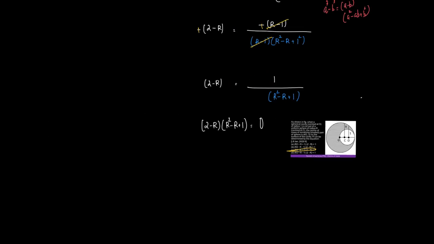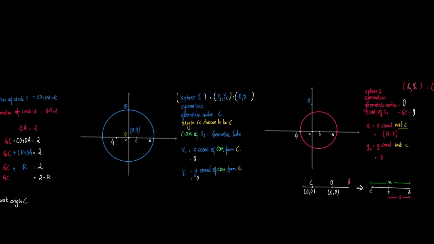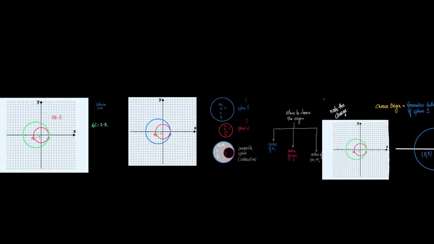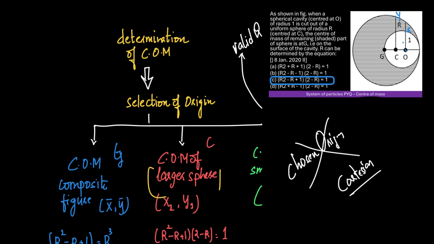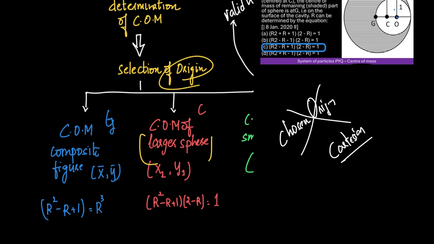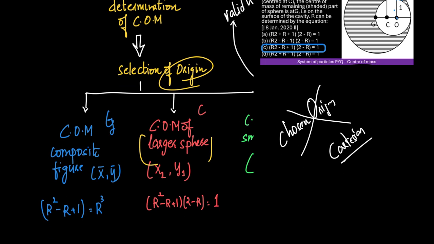Based on which method did we use so far? We were using the center of mass of the largest sphere as origin, and therefore we arrive at this equation: r square plus r plus 1 times 2 minus r is equal to 1. Now, before you watch the next solution, please make sure you spend some time finding the center of mass by choosing the origin to be the center of mass of the composite figure and of the smaller sphere. Things will become more clear to you. You will be more confident in approaching a similar question.